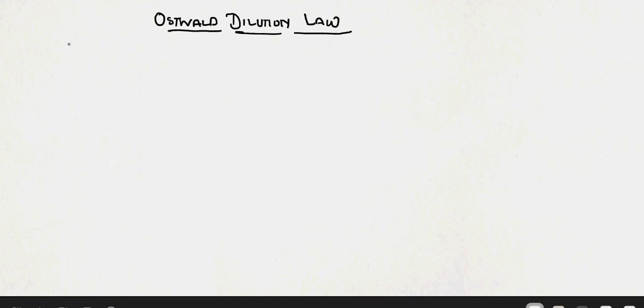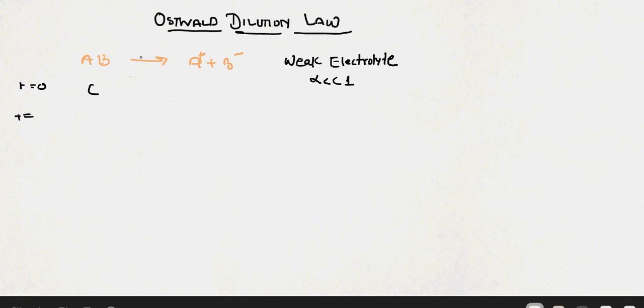I'm going to show a very simple concept of equilibrium. Suppose I have electrolyte AB, and it is not strong. It dissociates into A plus and B minus, but it's a weak electrolyte. For a weak electrolyte, alpha is not equal to 1, it is very much less than 1. Suppose when the reaction starts, that is t equal to 0, we have taken concentration C. Slowly the reaction proceeds in the forward direction, and a time will come when equilibrium is attained. So at t equal to t equilibrium, C minus C alpha moles remain and C alpha moles are formed of A and B.